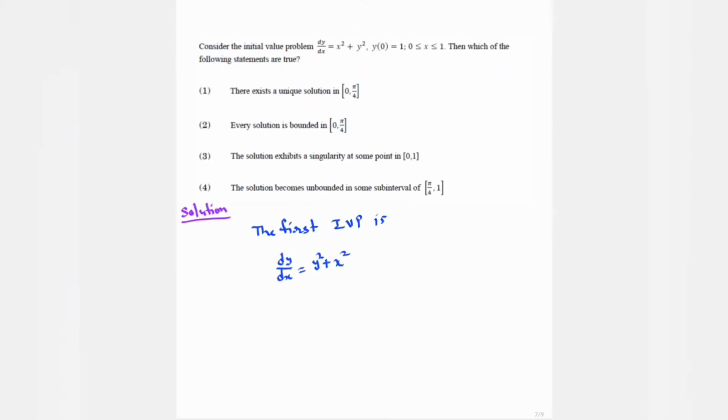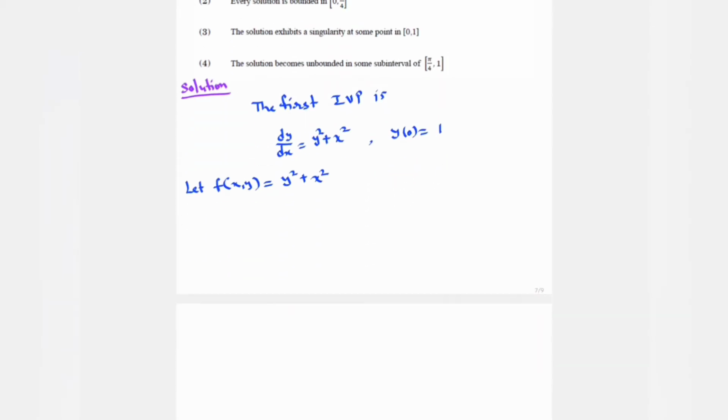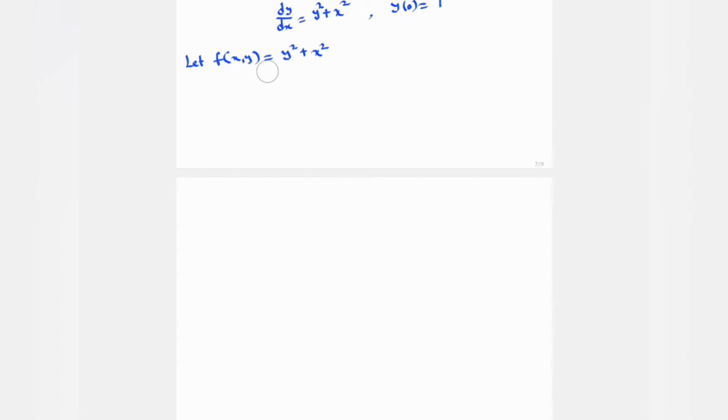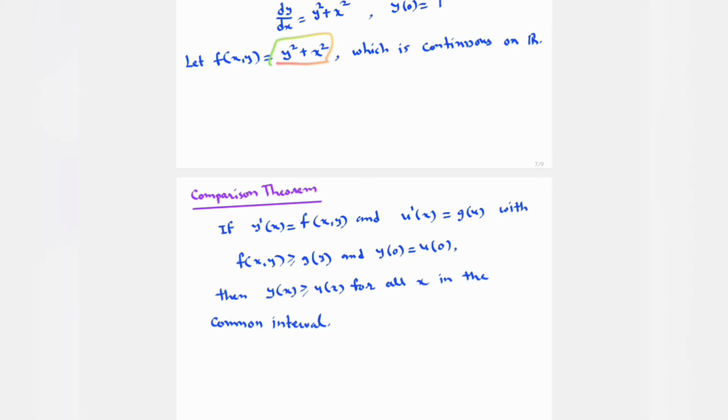So the initial value problem is given as dy/dx = y² + x², subject to the condition y(0) = 1. Let's assume that f(x,y) = y² + x², which is a continuous function because it is a polynomial function.